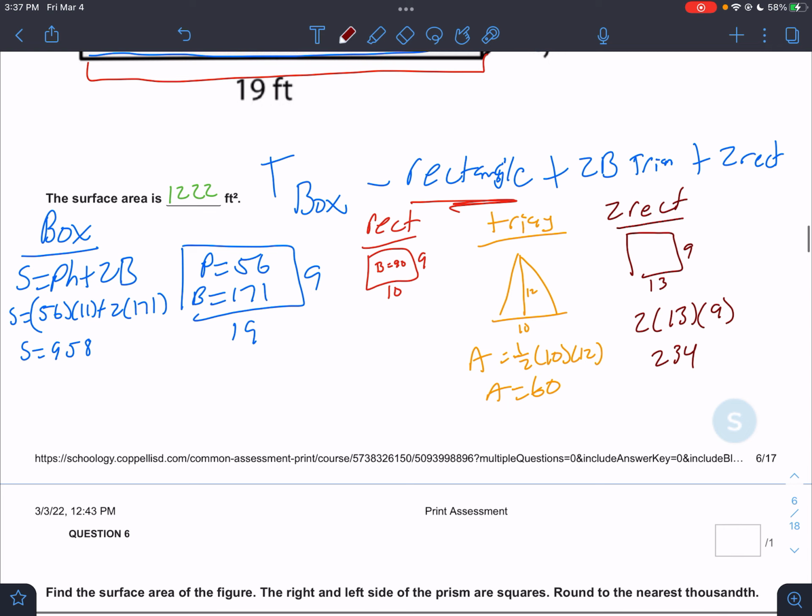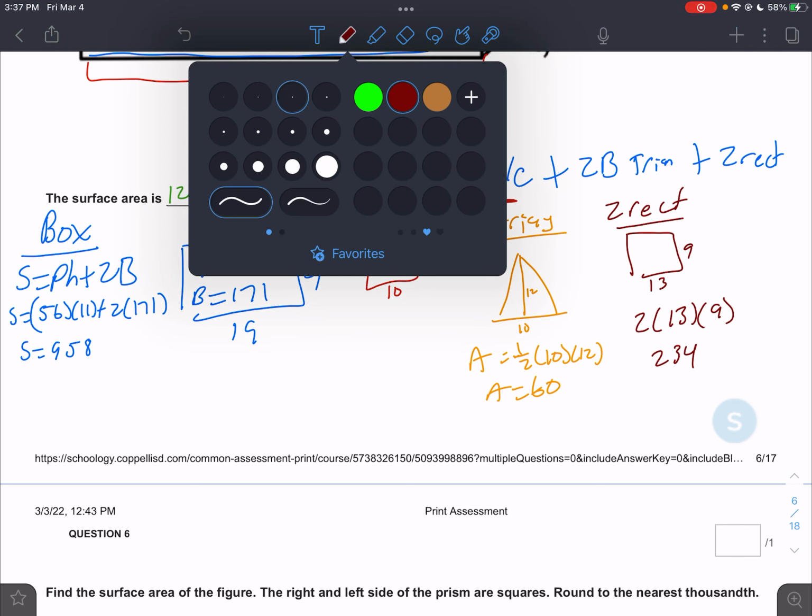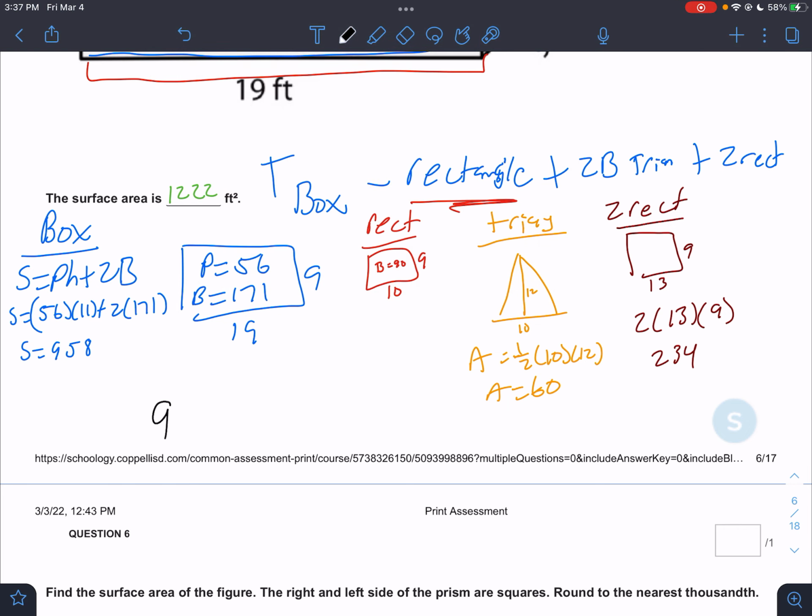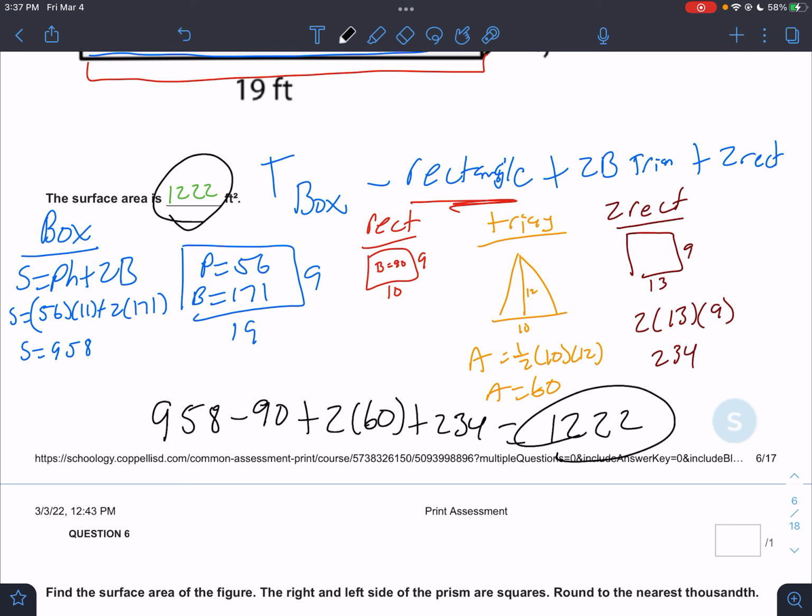All right. So my final answer is the box 958 minus the rectangle 90 plus the two triangles 2 times 60 plus the two rectangles 234, which I already multiplied that one by 2. And when I get all that, I get 958 minus 90 plus 120 plus 234, and I get 1222. Nailed it!